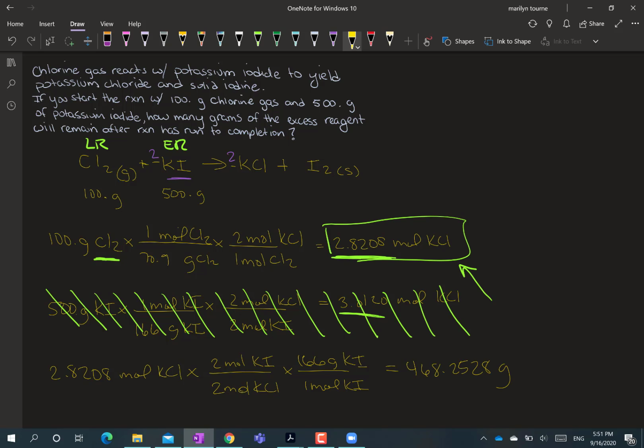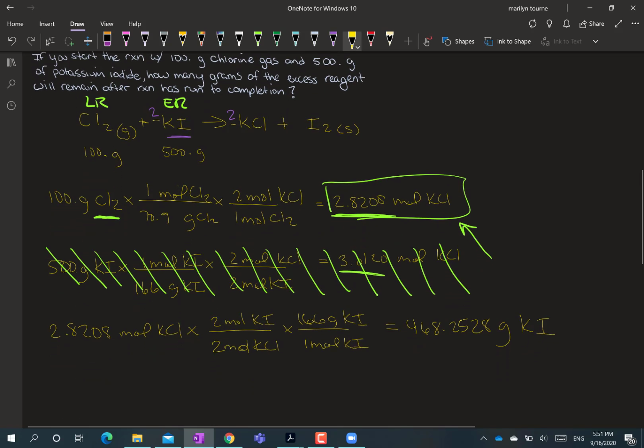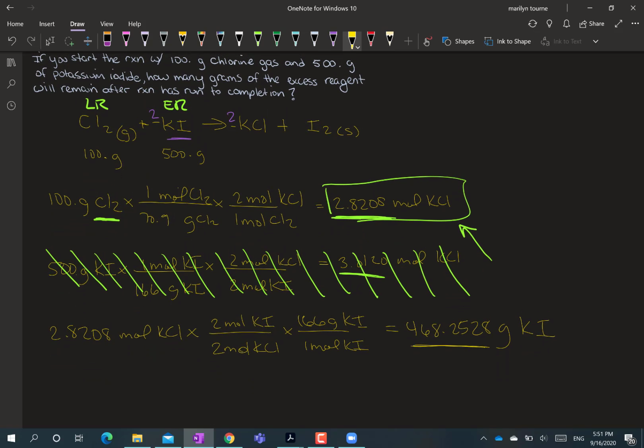468.2528 grams. It's very important that you understand what this number means. 468 grams is the amount of grams that was used to make this product. So when you bring it back to the excess reagent, this tells you how many grams were used to make that amount of product. They're not asking for how much was used.